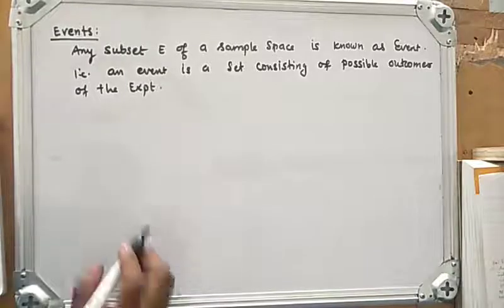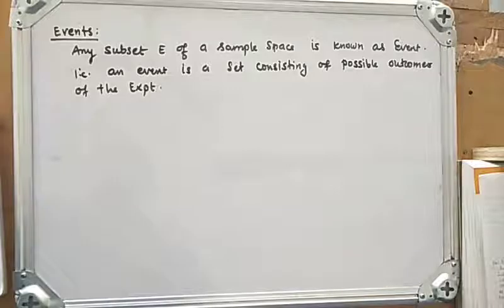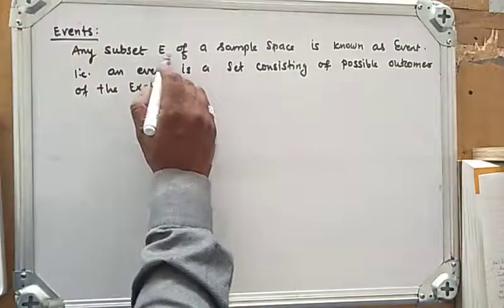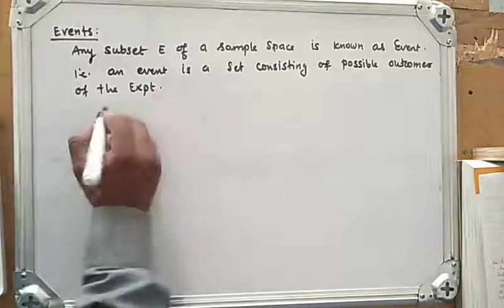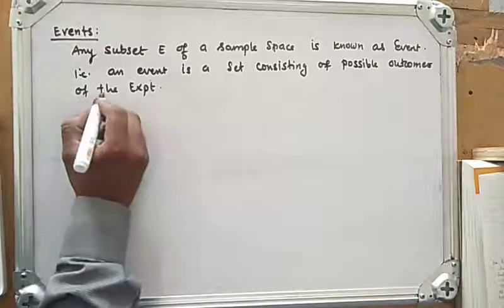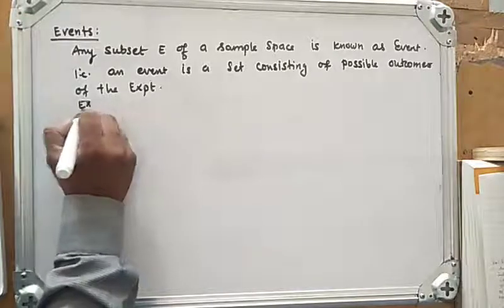If the outcome of the experiment is contained in E, then we say that the event has occurred. This is because E is a subset of the sample space, right? Let's see the following examples, which will illustrate the concept of events.